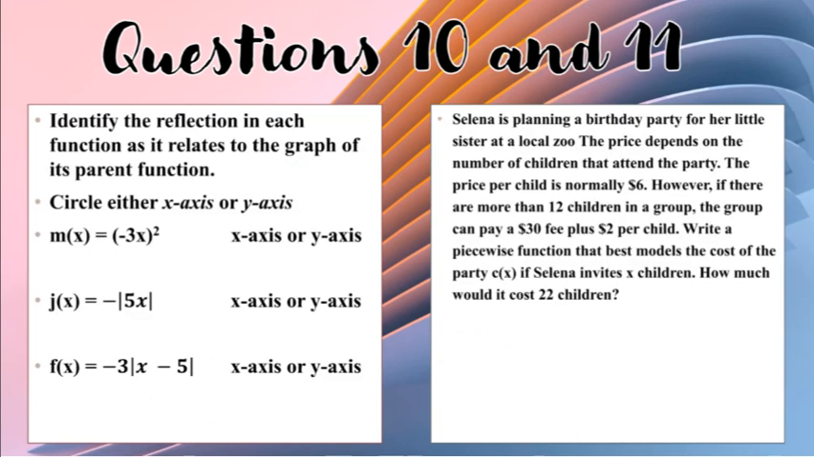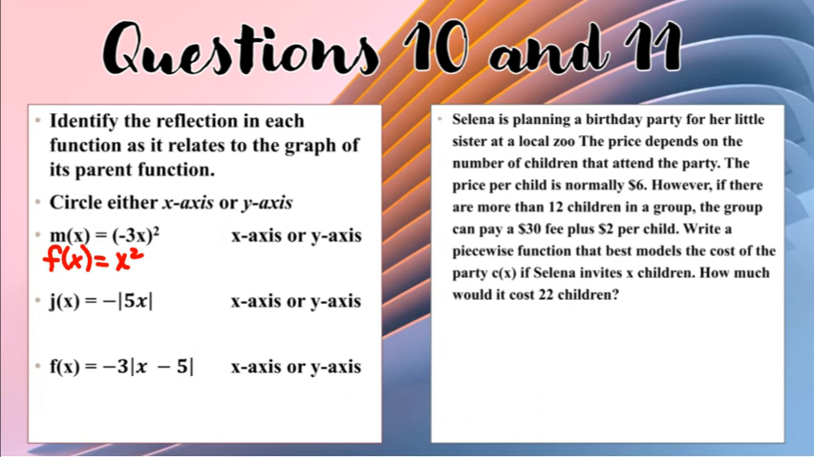Question 10. Identify the reflection in each function as it relates to the graph of its parent function. So circle either x-axis or y-axis. So m of x is a quadratic. So the parent function would be f of x, this would be just x squared.